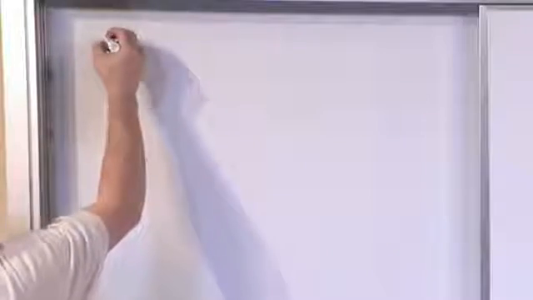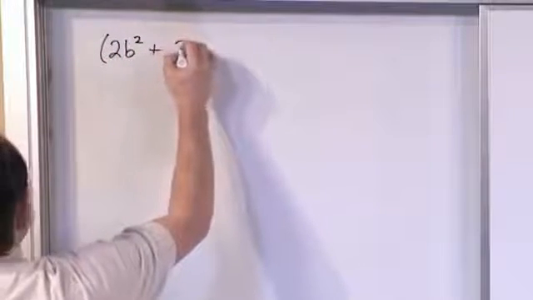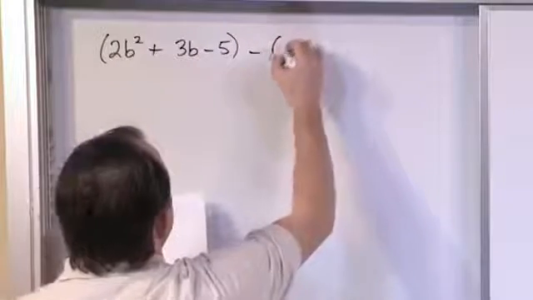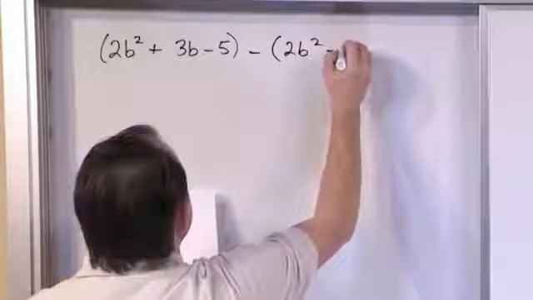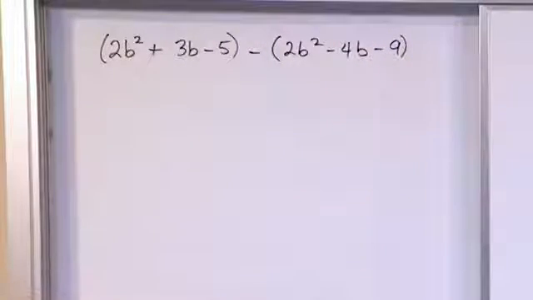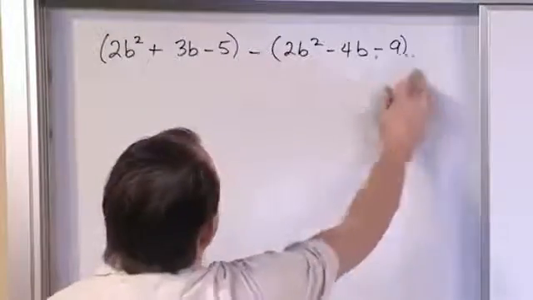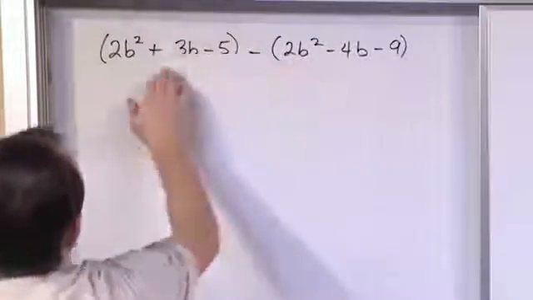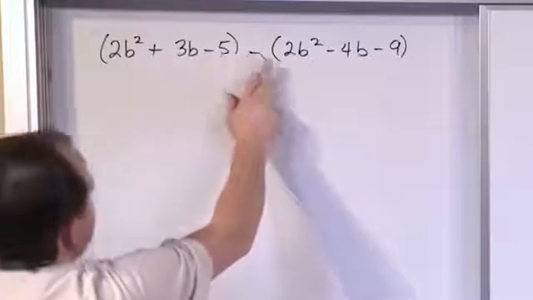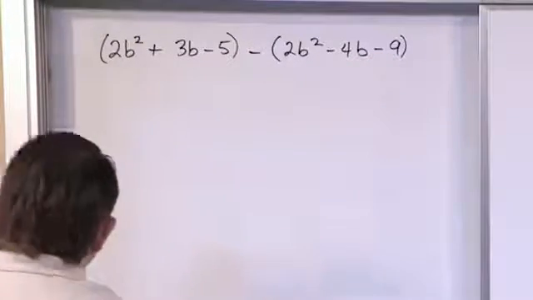All right, what if we have 2b squared plus 3b minus 5 minus 2b squared minus 4b minus 9. Now here we have, again, 2 polynomials. These are trinomials. One of them is here, and from it I'm subtracting another one, which is here. So this is a trinomial, this is a trinomial. Notice I can't do anything inside because none of these terms match.